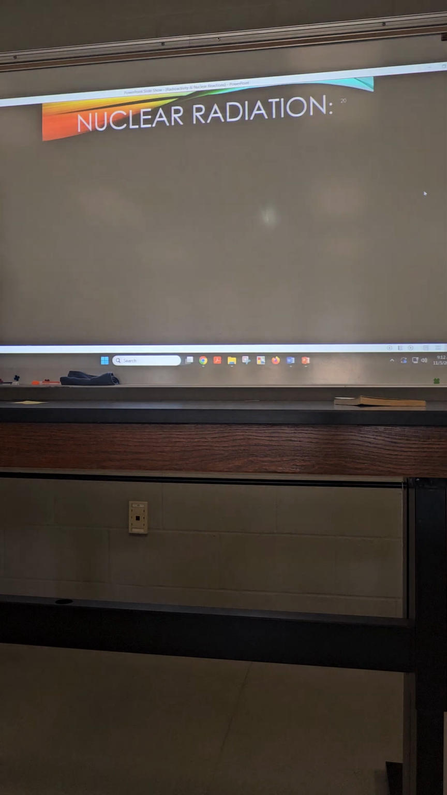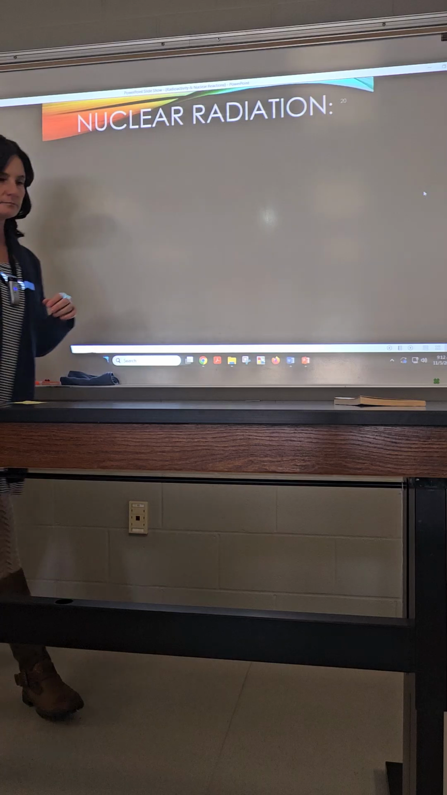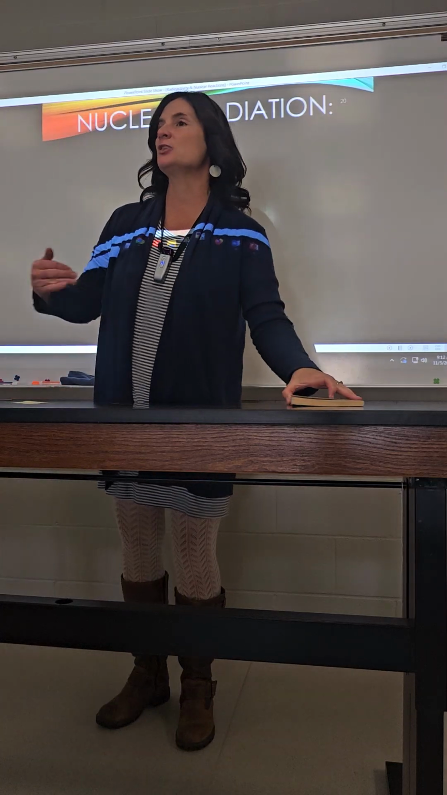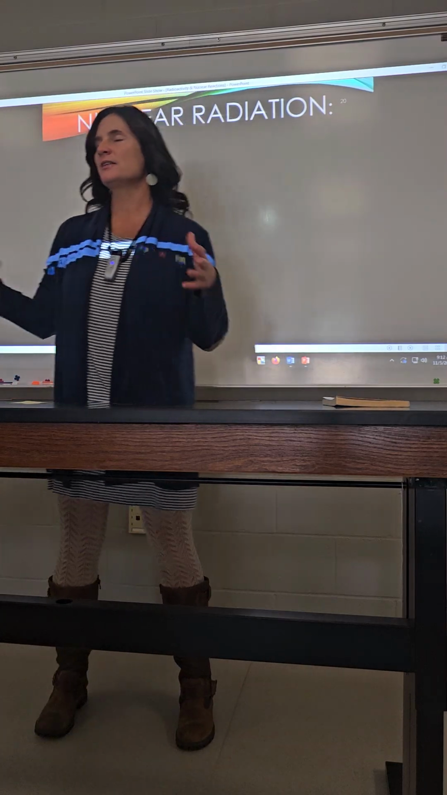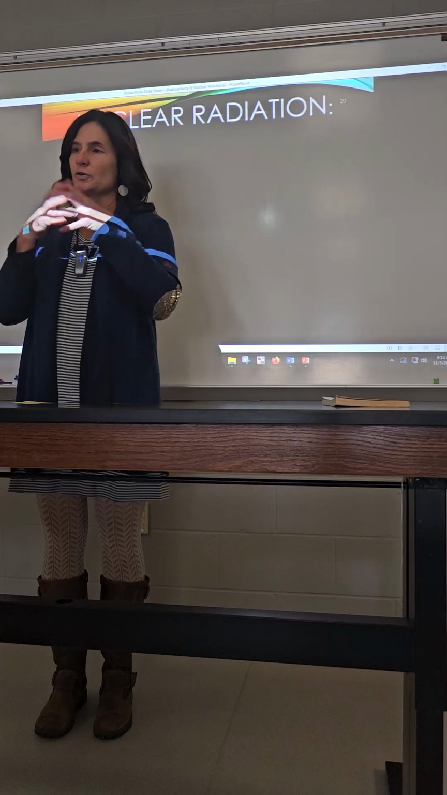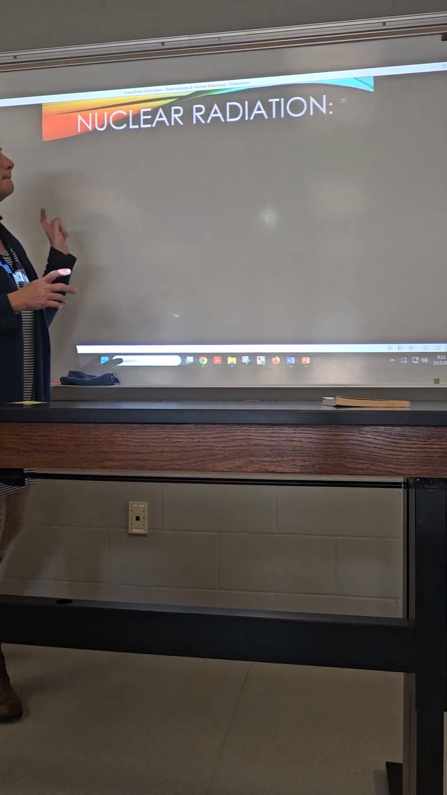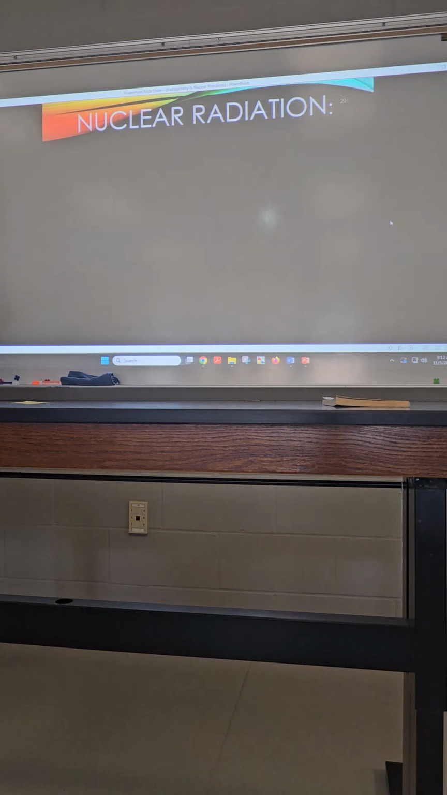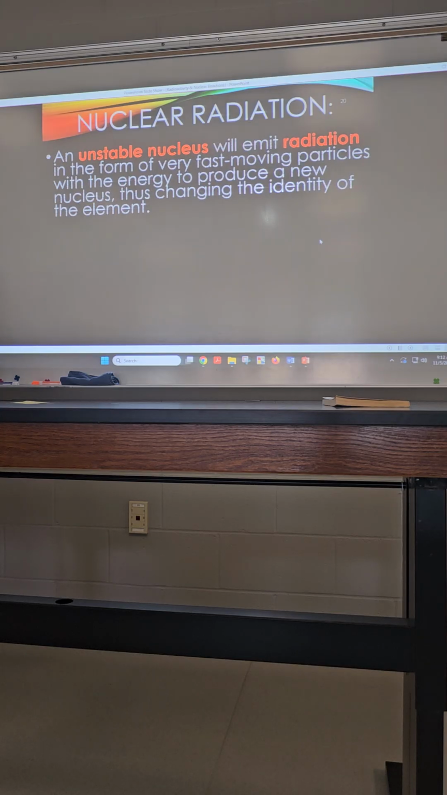So let's look at this, which is kind of our first major new idea. Obviously, we introduced the strong force, which is what's keeping the nucleus together. But let's look at radiation, when a nucleus does not stay together. In an unstable nucleus, it's going to emit radiation in the form of very fast-moving particles with the energy to produce a new nucleus.